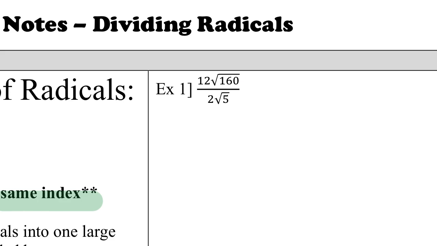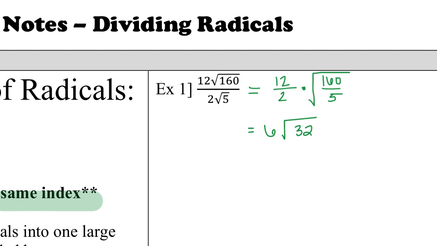So what you could do is try to sit and simplify the square root of 160 and then work with this as a whole. But I noticed that I can actually divide 160 by 5 evenly. So I'm going to use my property of radicals to change this into a fraction. So we're going to divide the coefficients, 12 divided by 2, times, and we're going to divide the radicands, 160 divided by 5. So what happens is 12 over 2 makes 6 times the square root of 160 divided by 5, which is 32. 32 is much easier to simplify than 160.